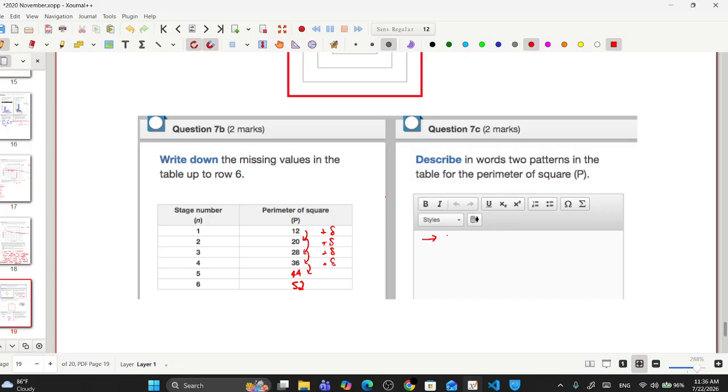So I can say the perimeters of squares are increasing by 8 units each stage.